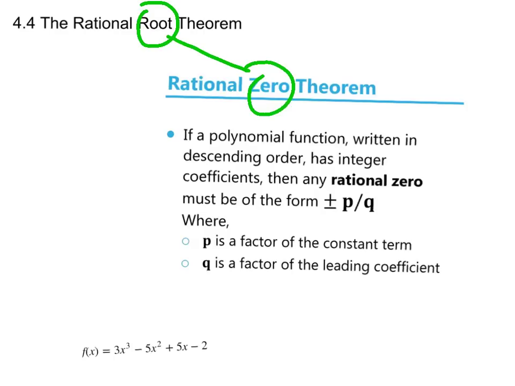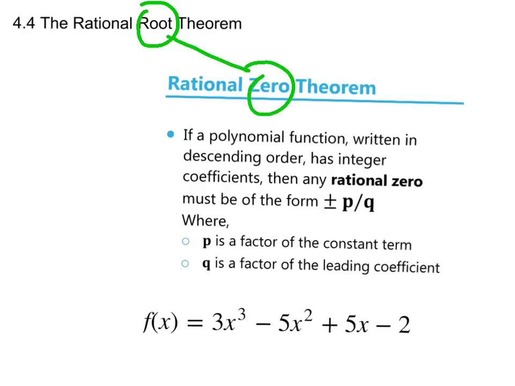If a polynomial function is written in descending order, what do I mean by that? Well, you know what descending order means. Just make sure that your exponents are going in descending order. Then any rational zero or root must be in this form, plus or minus p over q. And what are p over q? They're right here. P is a factor of the constant term, and then q is a factor of the leading coefficient. Okay, so you got your first and your last numbers to look at.